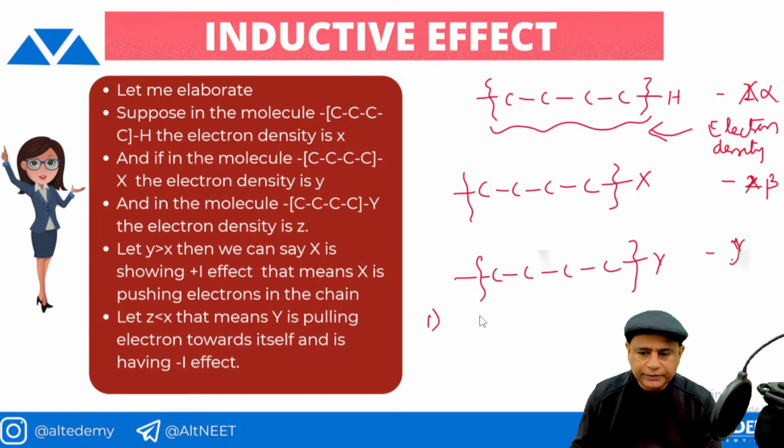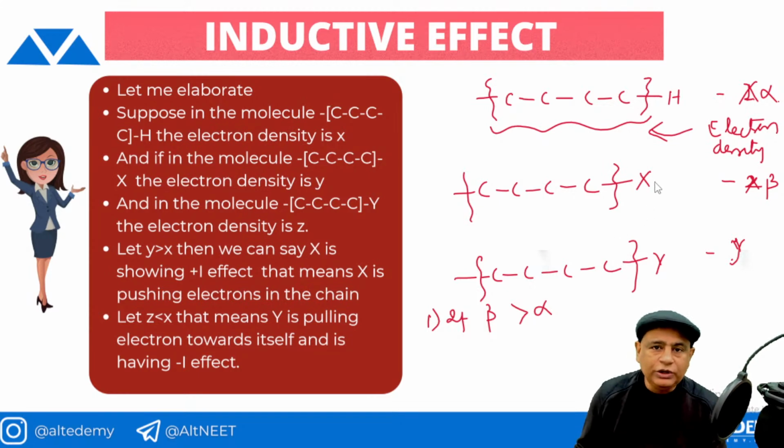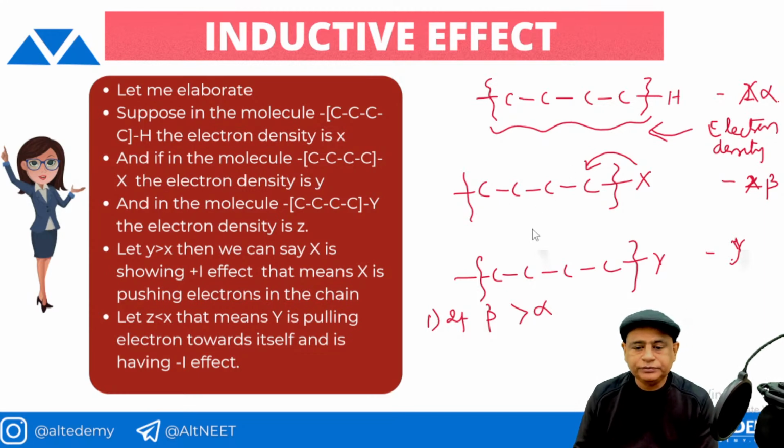Now, if beta is greater than alpha, then naturally what is happening? The electron density in this carbon chain is being increased because of the presence of X. How can electron density increase? When this X is sending some kind of electron, and because there are sigma bonds present here, it can happen only through sigma electron transfer. So that means X is sending some kind of charge into this carbon chain. We are saying then X is showing positive inductive effect, and we write this as plus I effect.